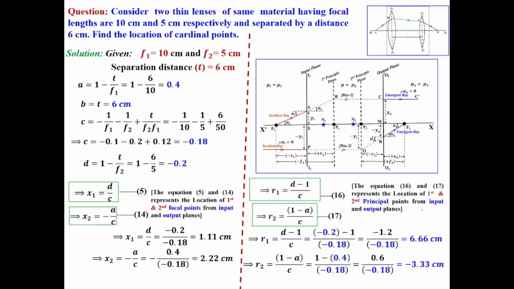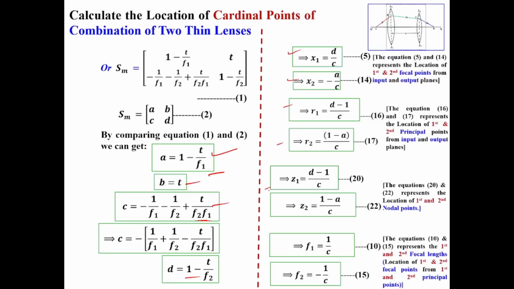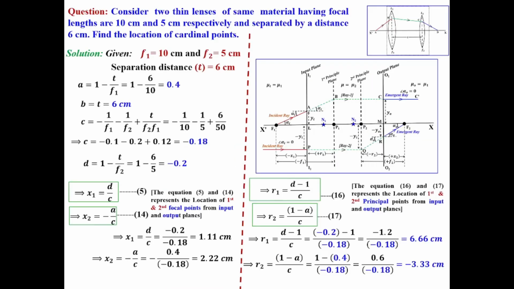Now we are going to find out the first and second principal points from input and output plane. So as per the expression, equations 16 and 17, that is r1 equal to d minus 1 by c, r2 equal to 1 minus a by c. So here we have to substitute d value. D value is how much? Minus 0.2 minus 1 by c, this one minus 0.18. You just calculate, you can find the value 6.66 centimeter.